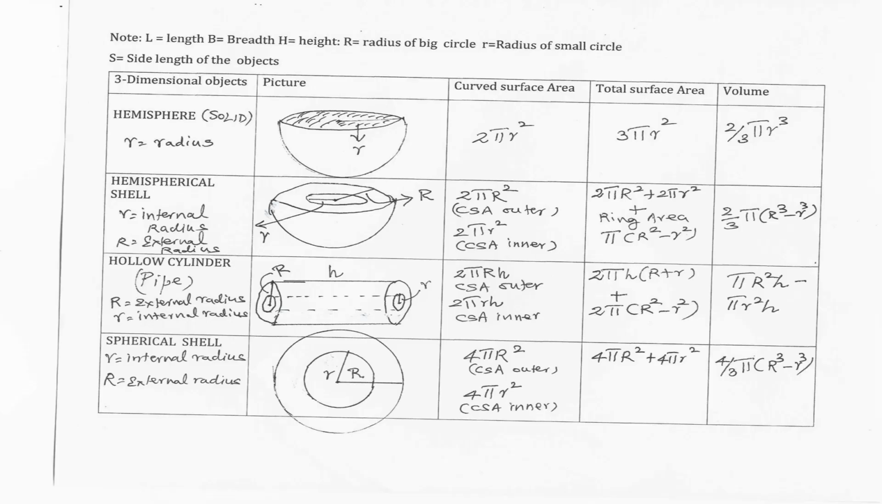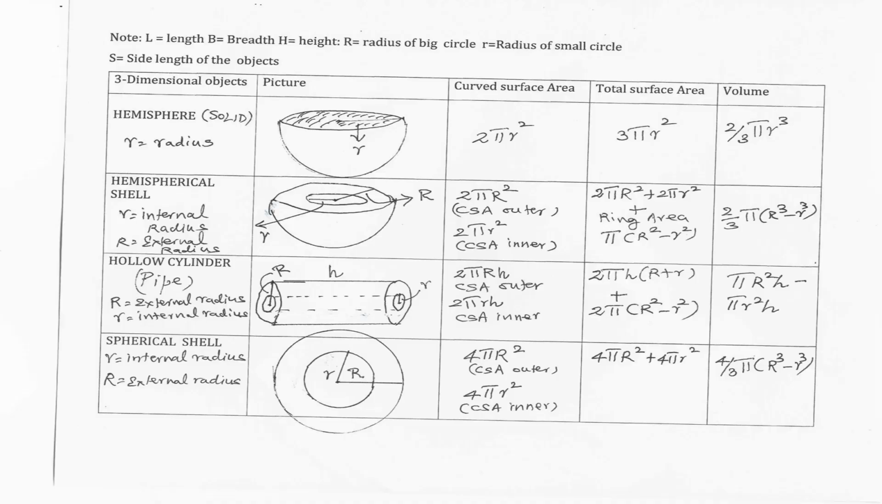Hemispherical shell. It has got internal radius r, external radius capital R. Then curved surface area outer is 2 pi capital R squared. 2 pi small r squared is curved surface area, inner surface. Then total surface area is 2 pi capital R squared plus 2 pi small r squared plus ring area pi multiplied by (capital R squared minus small r squared). Volume is 2 by 3 multiplied by pi multiplied by (capital R cubed minus small r cubed).